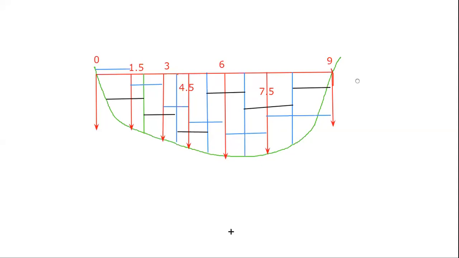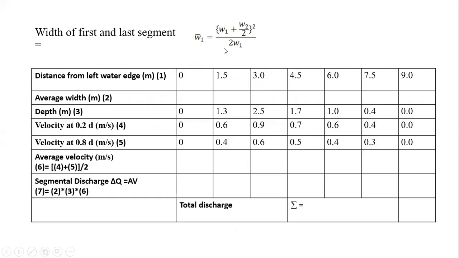Now, for finding the average width of the first segment and the last segment, we will use the formula, that is the width of its own plus the half of the width of its adjacent, how much is it, 1.5, its half, bracket square, upon 2 times the width of its own. So we will go for the calculations now.